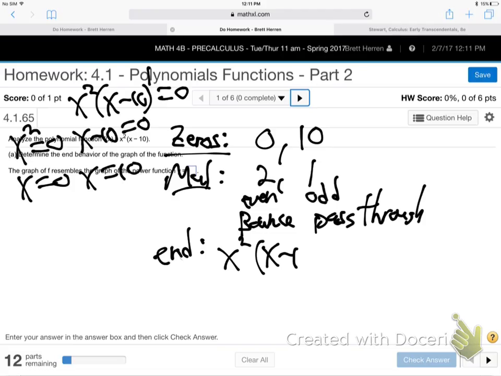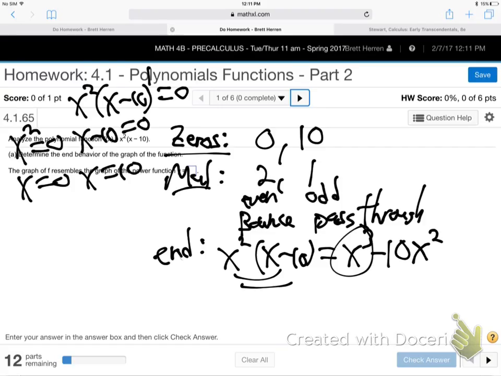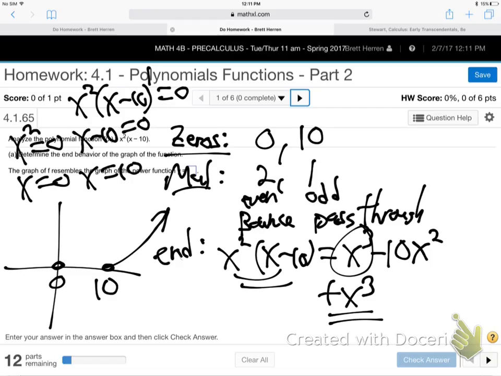Yeah, it's pretty easy. You could actually multiply this one: x cubed minus 10x squared. Yeah, it's right there. So the end behavior is x cubed, and that's positive, right? It's positive. So that means, what do we have? We have 0 and 10, and it's going up, up, and away. Positive x cubed is the end behavior.